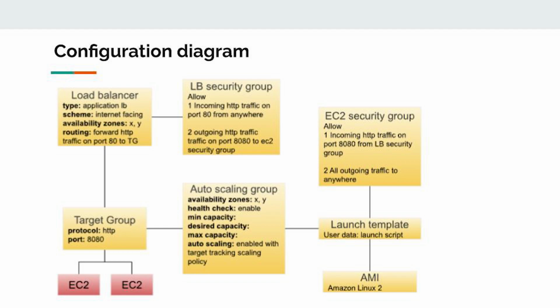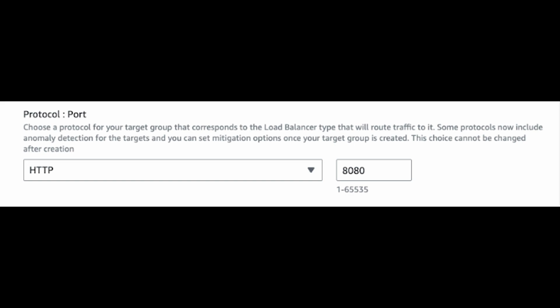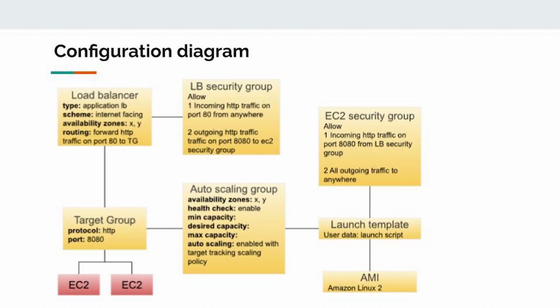Next, we can go ahead and create a target group. In the target group, the protocol is HTTP and the port is 8080. Again, these are dependent on our server running on the EC2 instance. We don't want to register any targets to the target group because targets are going to be registered by the auto-scaling group.